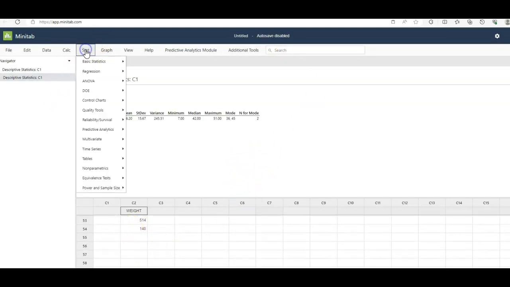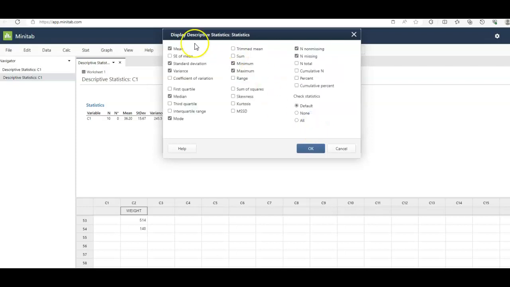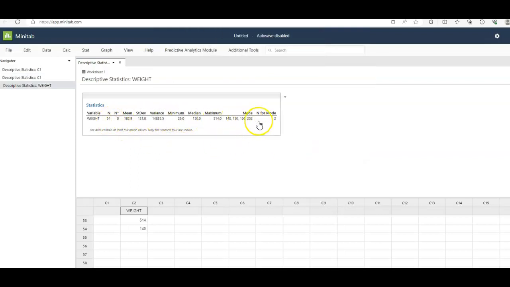So we're going to go to Stat, Basic Statistics, Descriptive Statistics. Now everything's in my weight column. I can choose the statistics I want to show, and I'm going to click OK. And here we are. So mean, standard deviation, variance, minimum, the median, the maximum. And then we see the modes here, and each one of those occurred twice. So we had 4 modes in this one.